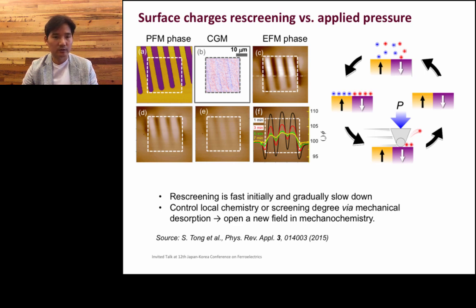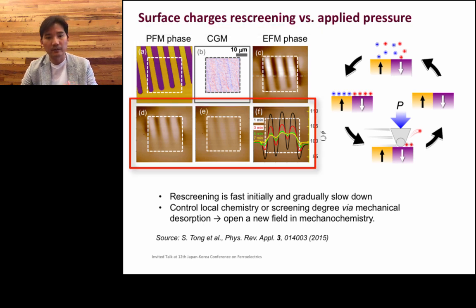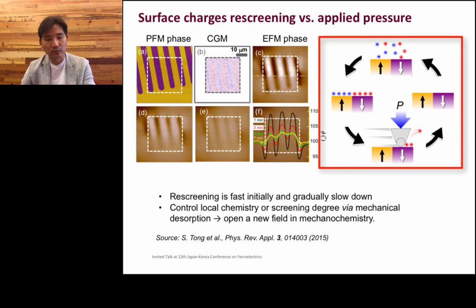So with our invention of CGM, we were able to create a new cycle of transduction of mechanical energy to chemical energy to electrical energy. As you can see on the left part of the slide, after the scraping, you see a change in the EFM showing a very clear contrast. But if you repeat the EFM image again and again, it becomes blurrier and blurrier, indicative of getting back to the thermodynamically stable phase where you have a fully screened surface. Therefore, like on the right side of the cartoon, we are creating a cycle of creating an unscreened surface and then rescreened by the environment and so on and so forth.